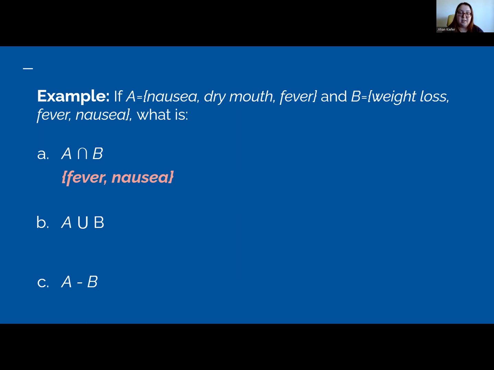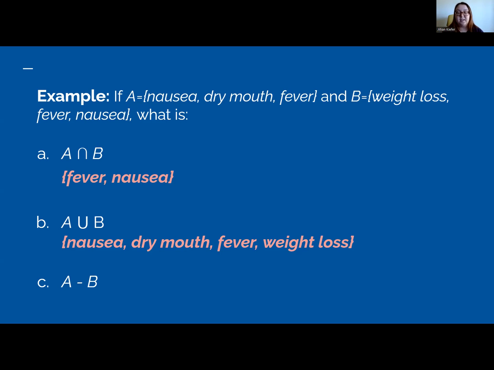Now moving on to the union. We have A union B. We're talking about the union, so we're saying everything in A and everything in B and everything in both. We know that the both part, fever and nausea, is included in both of them, and everything else in A. Well, the only thing left in A was dry mouth, and the only thing left in B was weight loss. So if we consider everything in both sets, that would be nausea, fever, dry mouth, and weight loss. There you go. So it'd be the elements in everything. You will never repeat elements either. Remember, your elements in a set need to be unique. You can't be repeating the same numbers.